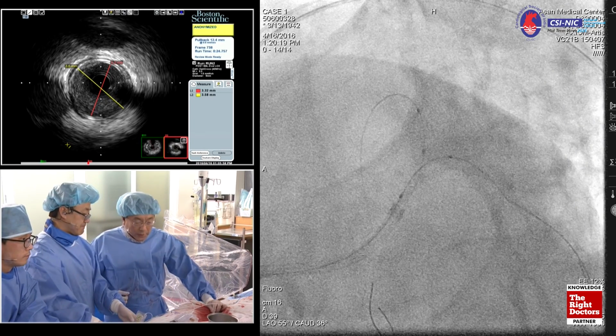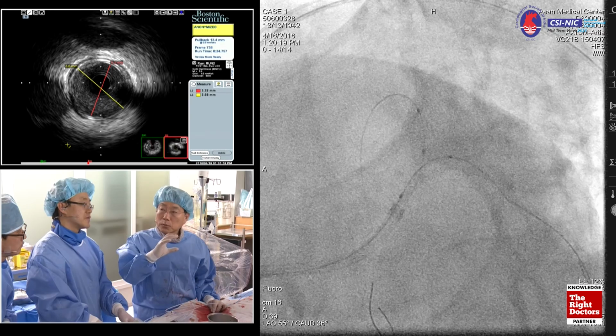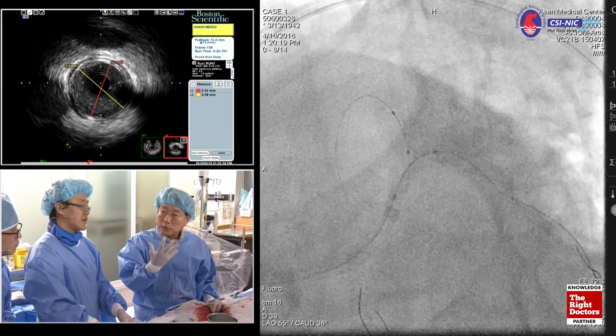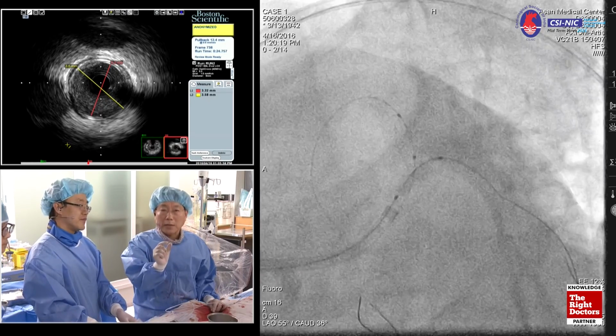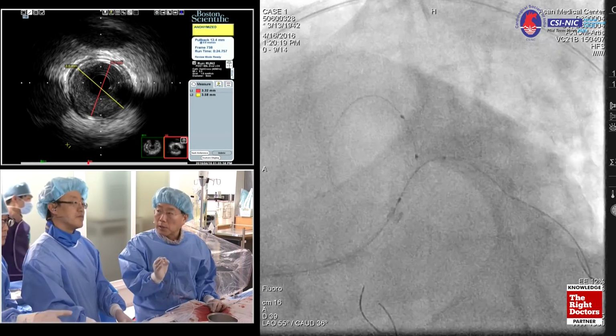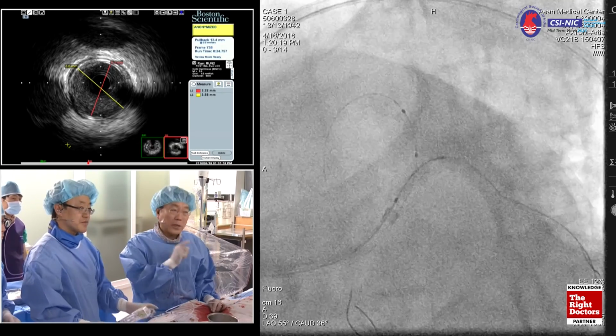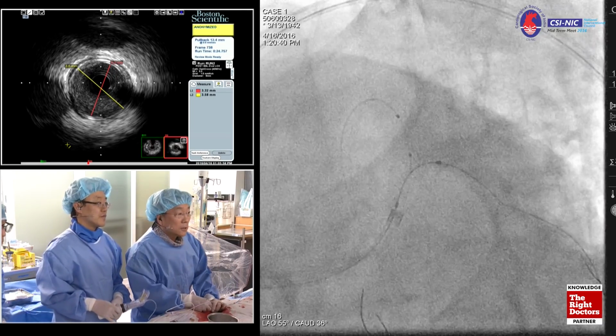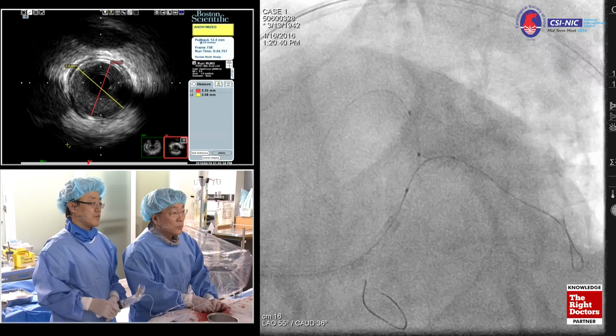Actually, we need the non-compliant balloon inflation for that. However, the plaque characteristics is quite soft. The lesion length is short, very soft plaque, and discrete narrowing. And so I would try just this delivery balloon for the kissing balloon inflation, right?